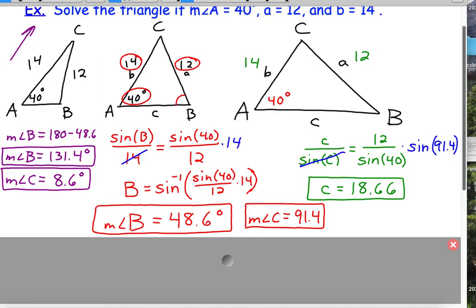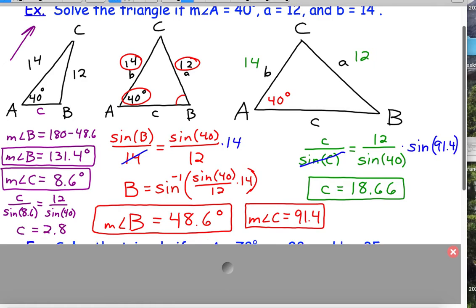So now we have angle B, angle C. The only other thing that we need to figure out is side C. And we'll do that exactly the same way as we did in the green calculation over there. So C over the sine of C, this time it's only 8.6 degrees, equals 12 over the sine of 40. We'll multiply sine of 8.6 to the other side and punch that in on the calculator, and you should get C is approximately 2.8. No units, so we leave it like that.